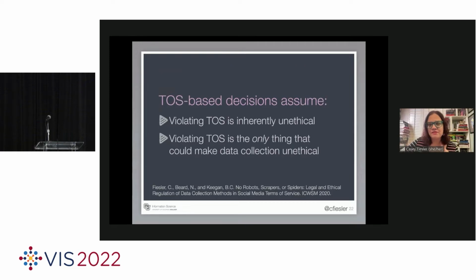terms of service. And the other problem is that basing an ethical decision on terms of service means both that you think that violating terms of service is inherently unethical, and that violating terms of service is the only thing that can make data collection unethical. So is violating terms of service inherently unethical? Some people would say yes.